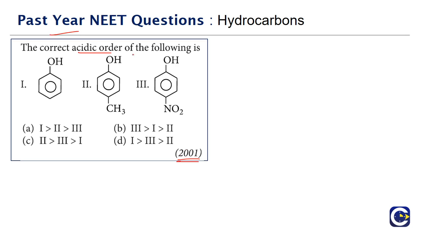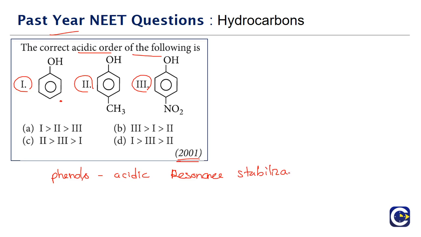The correct acidic order of the following is. We have compound 1 phenol, compound 2 is paramethyl phenol, and compound 3 is paranitrophenol. Here we need to compare them in terms of the acidic order. Phenols will have the acidic nature because of the resonance stabilization of the phenoxide ion. So what is phenoxide ion?